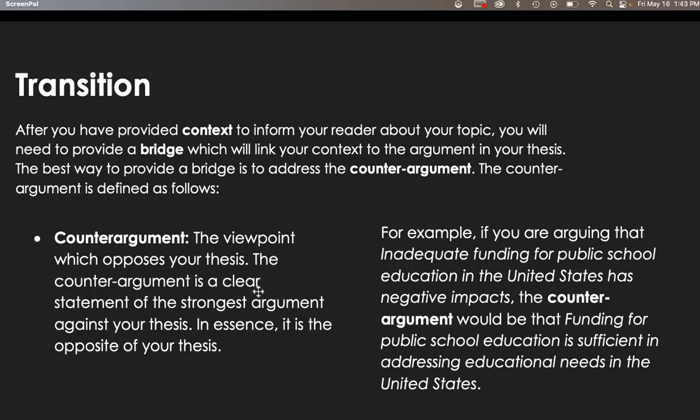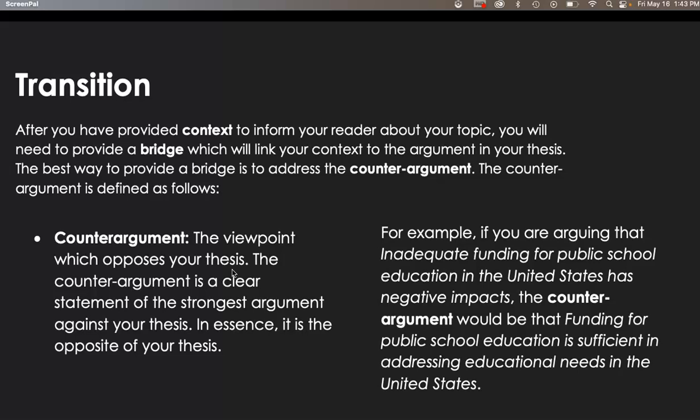So, for example, if you're arguing about inadequate funding for public school education in the United States and how it has negative impacts, the counterargument would be that the funding for school education is sufficient in addressing the educational needs of students, which I'm not going to comment on with my opinion. But basically, it goes, again, something like this.